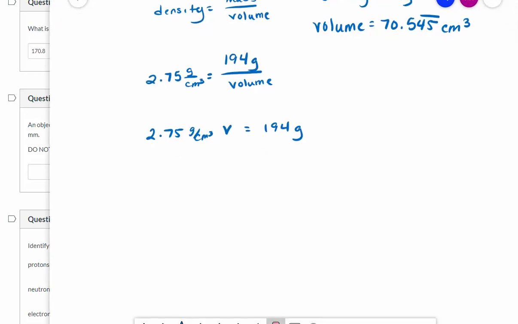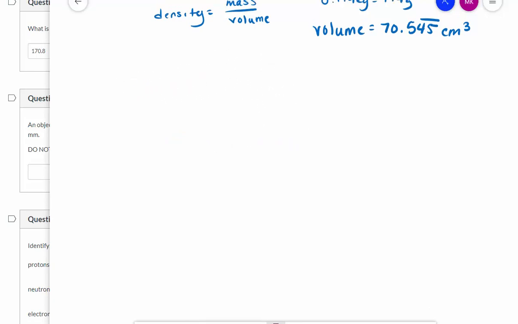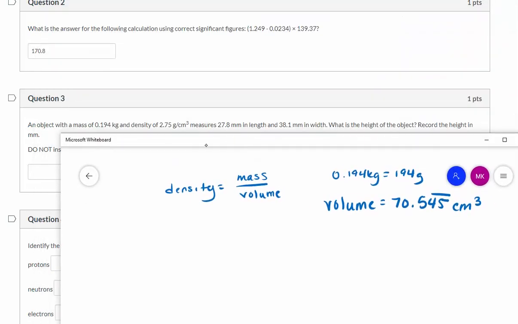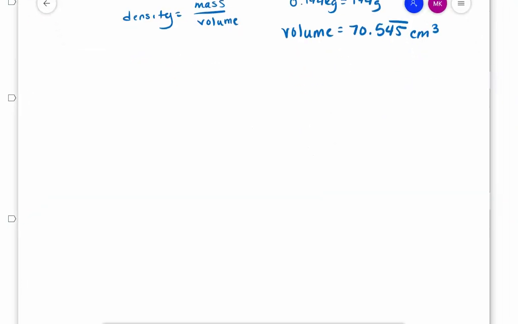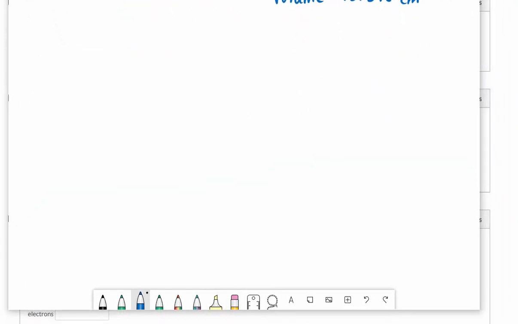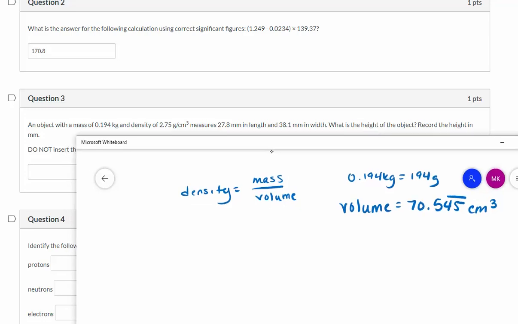Now I wrote that up there because I need to go gather some more information here. And what I need to do now is recognize how to find the volume of a regular object. So a regular object, if we have like a cube, and perhaps the object should say it's a cube. So if we have a rectangular solid, say, and we have 27.8 millimeters on this side, and we have 38.1 millimeters on this side, the question is, what is this length here?